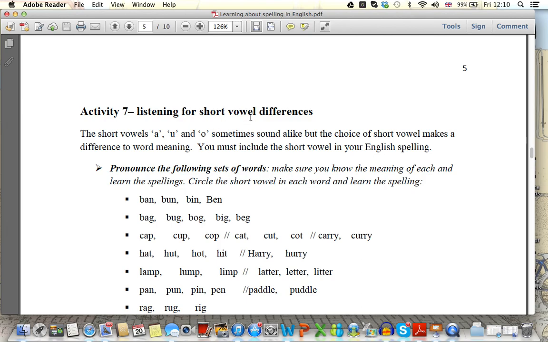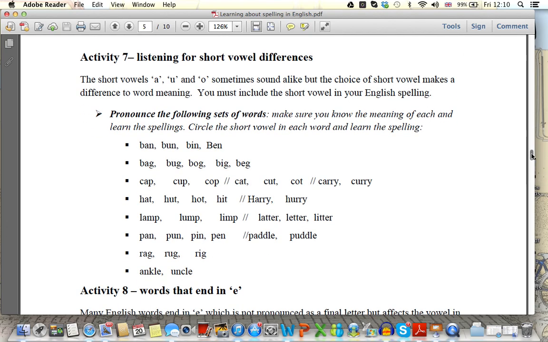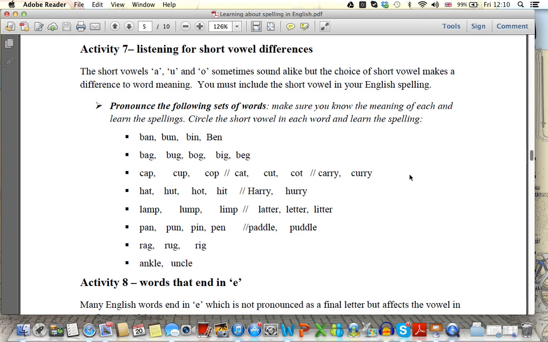Right, now when we come to short vowel sounds, it's sometimes hard to hear these, especially with a, u, and a. And again, you need to learn the spelling of these words, because if we take the first one here, ban, bun, bin, and ben, there's only a slight difference between each one, but each word has a different meaning. And let's move on here. So what you should do here with all of these is pronounce them and then learn the spelling.